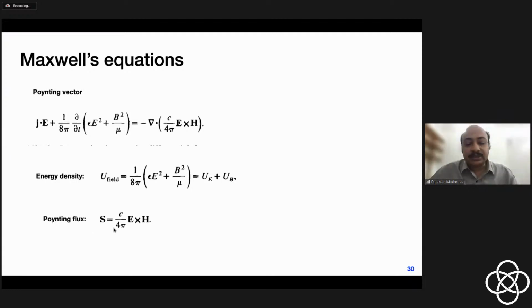So this is called the Poynting flux. And this is the energy density of the radiation field. When we try to model emission from different emitting sources, what we try to find out is the Poynting flux and the energy density due to the particular emission mechanism.